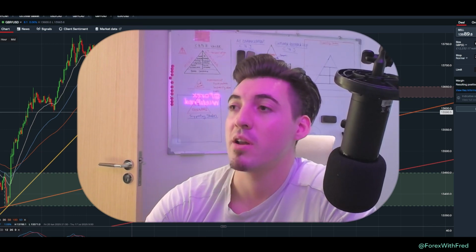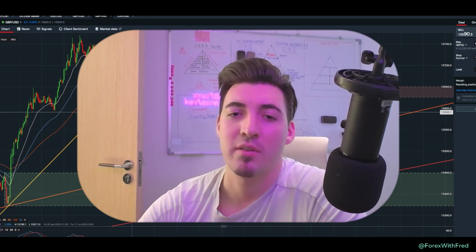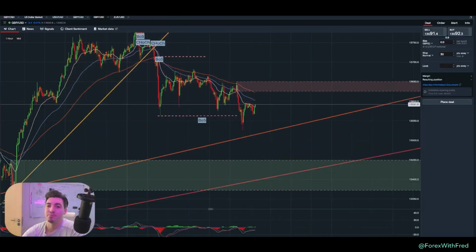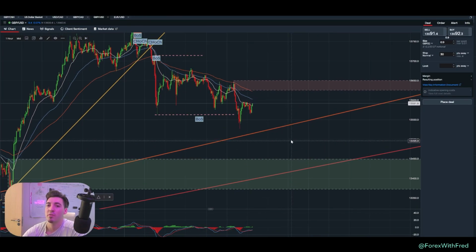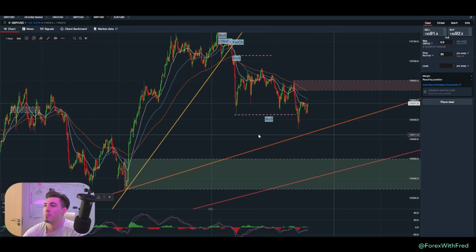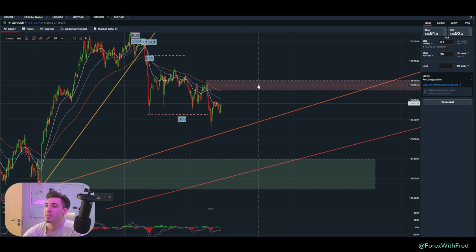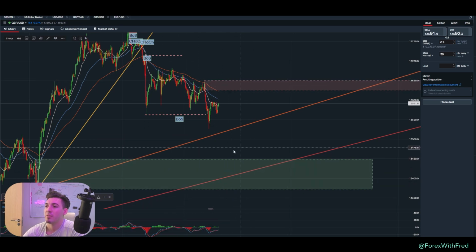Hopefully we can put in a trade. I'm just waiting on a few things. So let's dive in and you can see that. All right, so you can already see I've identified my two zones. This is my supply zone. This is my demand zone.